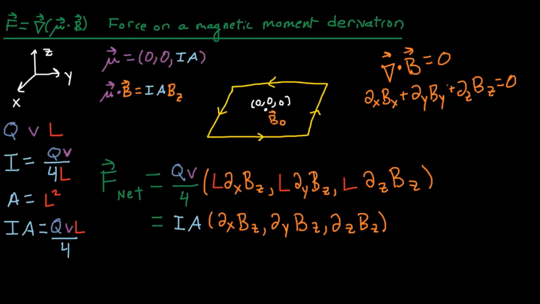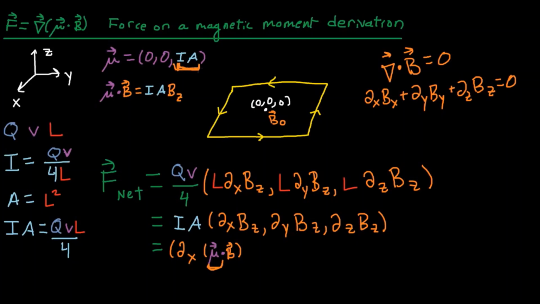So we can write this as equal to partial x acting on the number mu dot b, right? So you see, here's kind of the interesting thing. Mu is a constant vector. It has this component I times A.